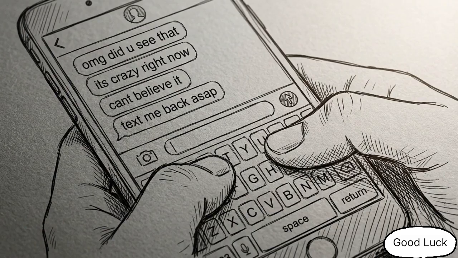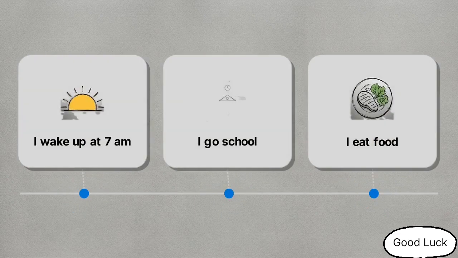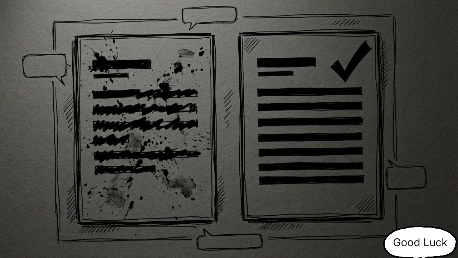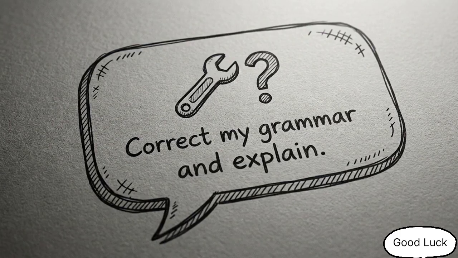Every day, you need to input raw, uncorrected sentences about your daily routine into the AI. For example, let's use a standard string of chronological events. I wake up at 7 a.m. I go school. I eat food. If you just hit send, the AI will simply rewrite the text. To make this an actual feedback loop, you must use a specific command. Ask it to correct my grammar and explain.